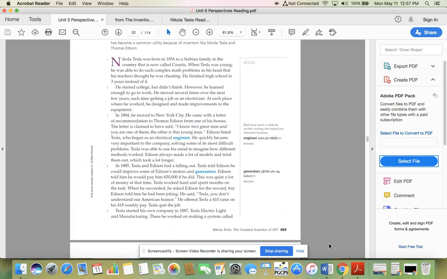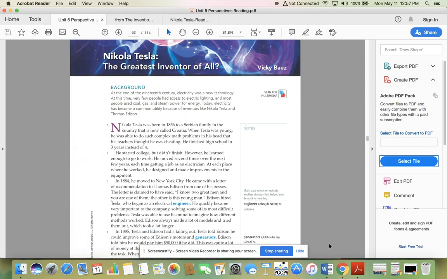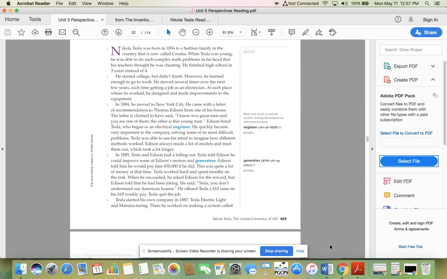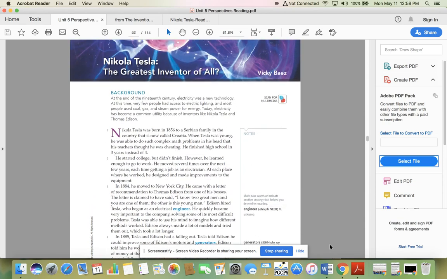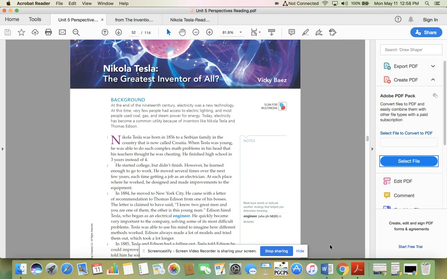Let me scroll back up. So the story that we covered today is on page 489, okay, on your packet. And we talked about how Nikola Tesla was born in 1856 to a Serbian family in the country that is now called Croatia. When Tesla was young, he was able to do such complex math problems in his head that his teachers thought he was cheating. He finished high school in 3 instead of 4 years.